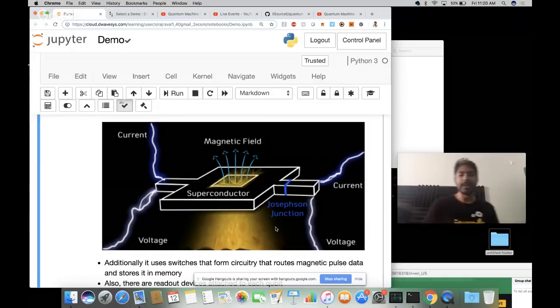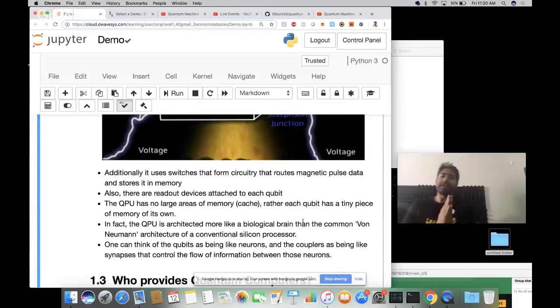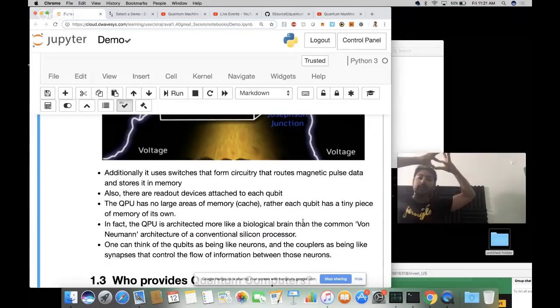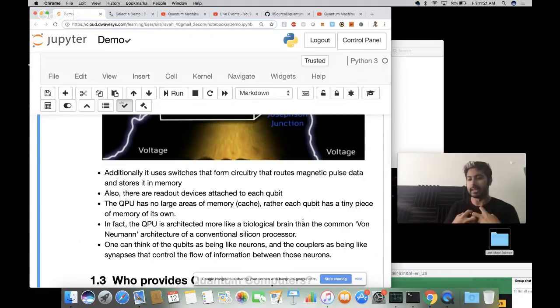And so the really interesting bit about the QPU, the quantum processing unit, is that there are no large areas of memory. We're used to CPUs, we're used to von Neumann architecture, right? Where we have a processor and then we have memory. But in a quantum computer, both the processor and the memory are interpolated together. So it is both processing data and storing data at the same time. In that way, it is very similar to neurons in the brain, in that we can think of qubits as neurons that both process data and store data as well. And we can think of the couplers as synapses that are connecting these neurons together. Okay, so super, super cool stuff here.